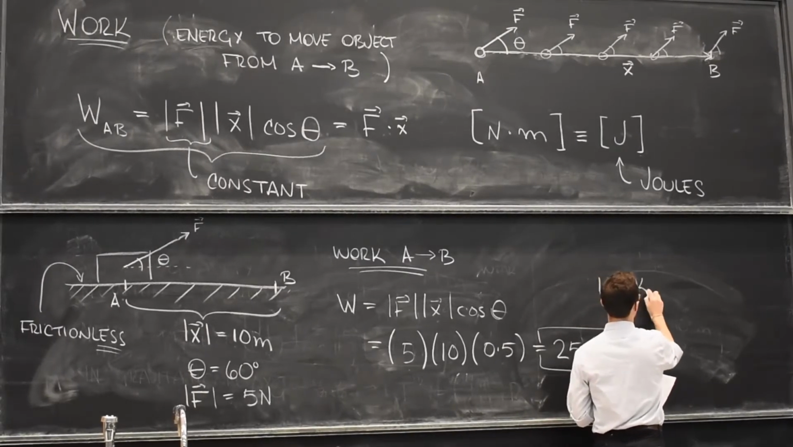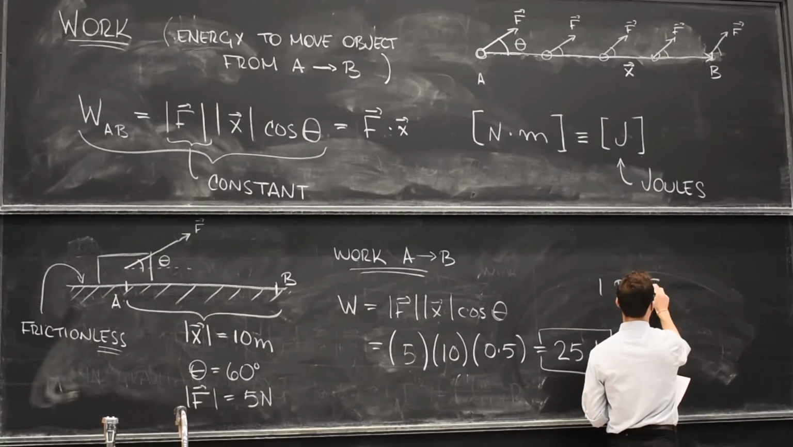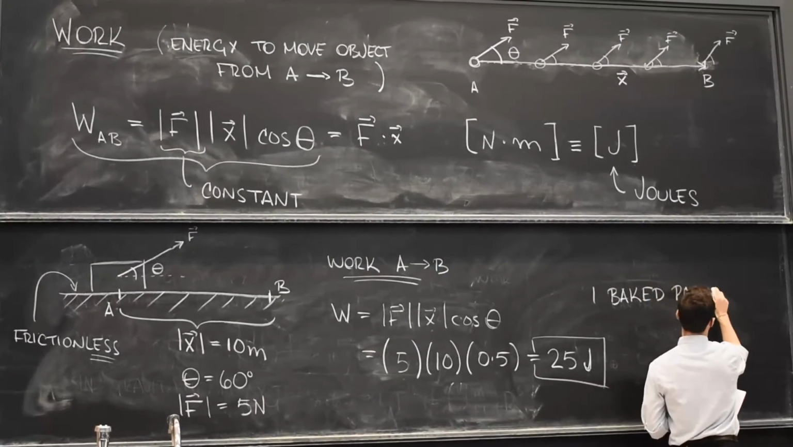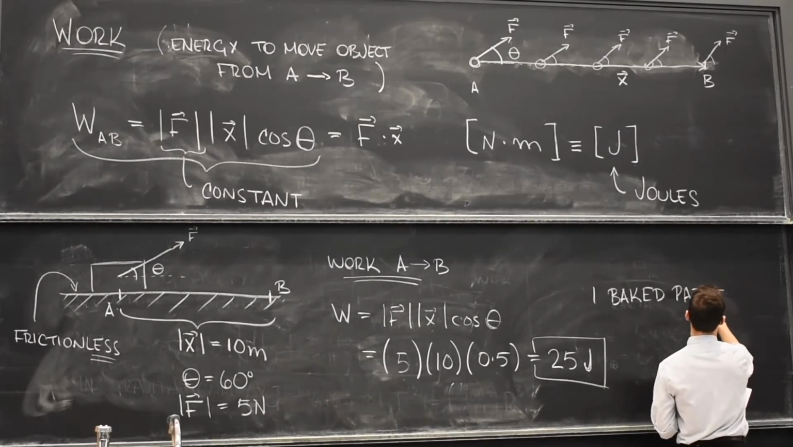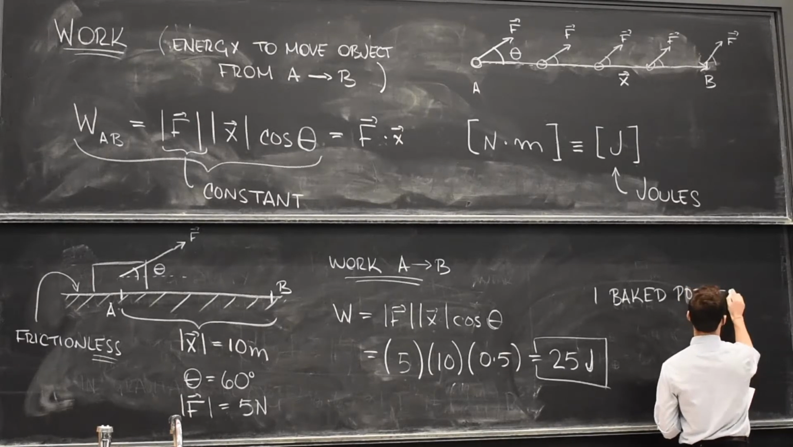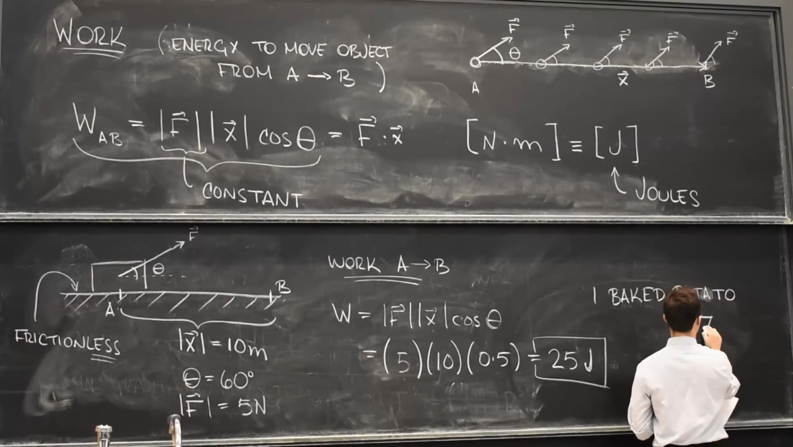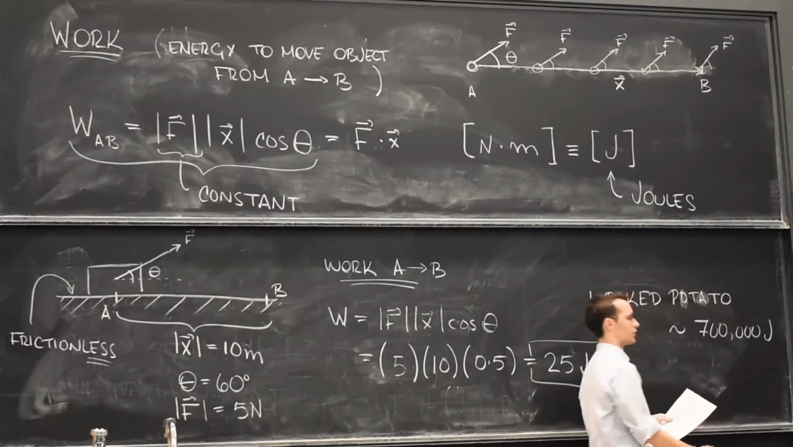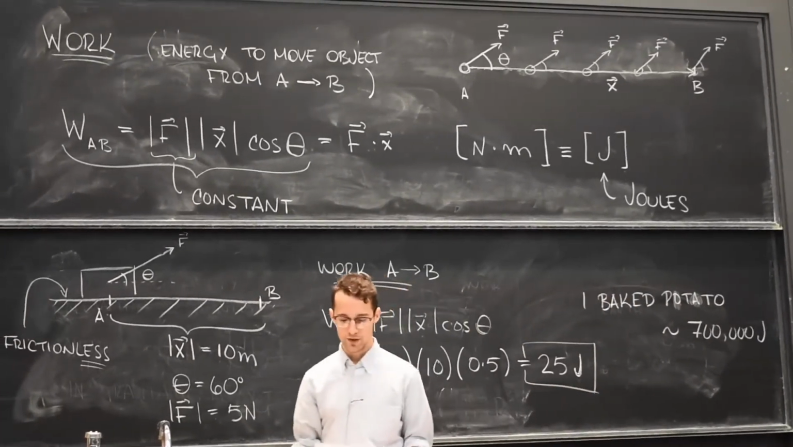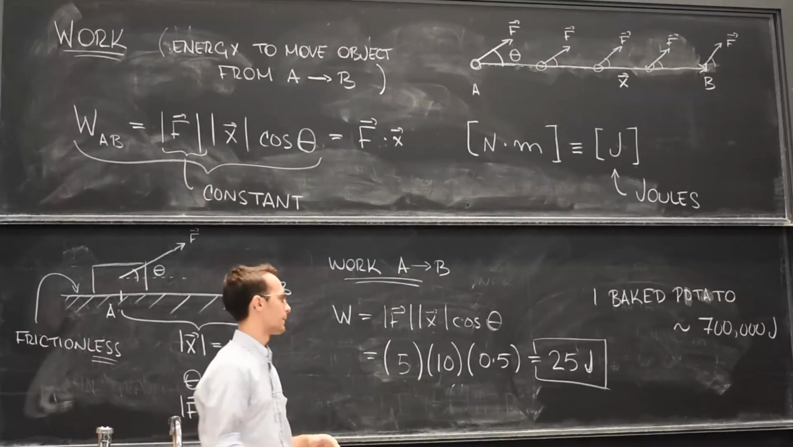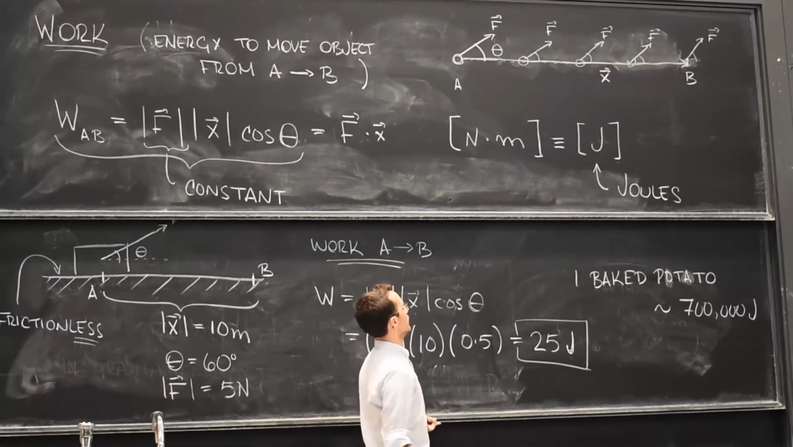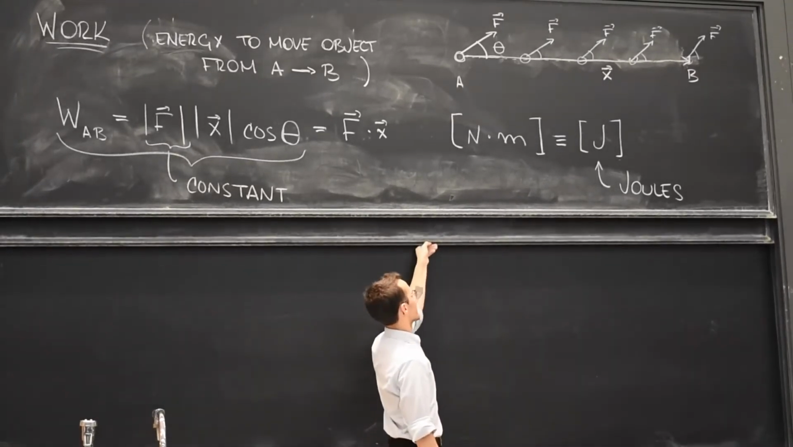One baked potato is about 700,000 joules, assuming you eat the potato. There we go, got that one backwards. All right, so if you eat the baked potato, you get roughly 700,000 joules of energy from it. So 25 joules is nothing. You can do that all day. All right, so that's the simple case.